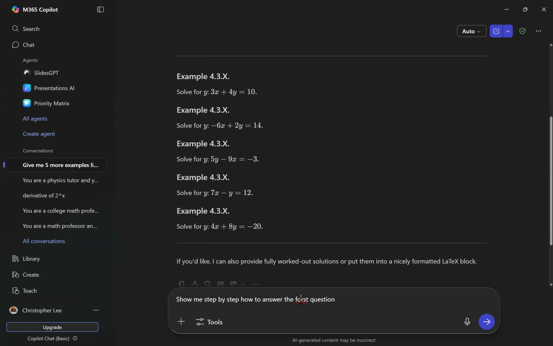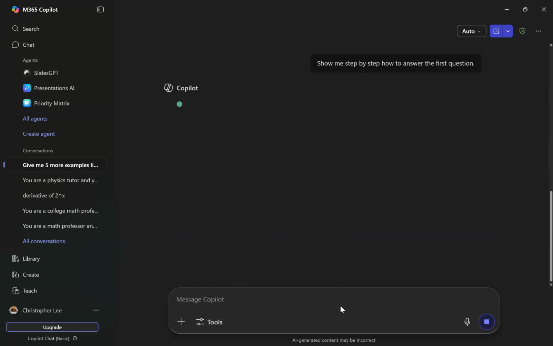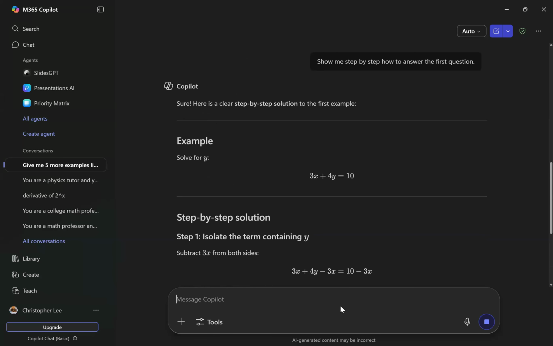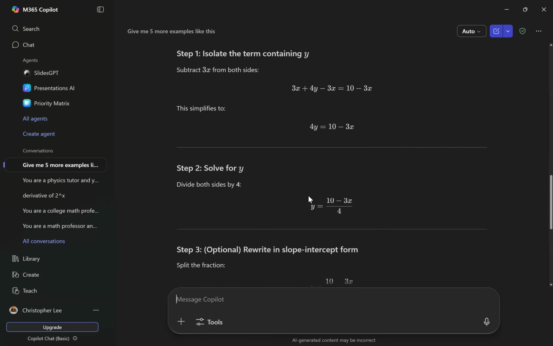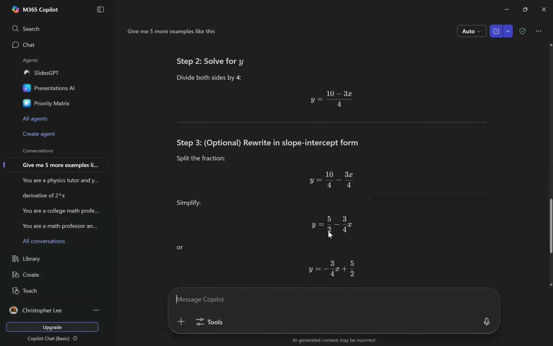Oh, I really can't spell today. Ooh, you know what? I blame it on the rain. And it'll break down the problem step by step, showing you how to solve this equation. So first we want to subtract 3x from both sides, then we want to divide by the coefficient of y, the number that's in front. And boom, it gives us the answer right there.